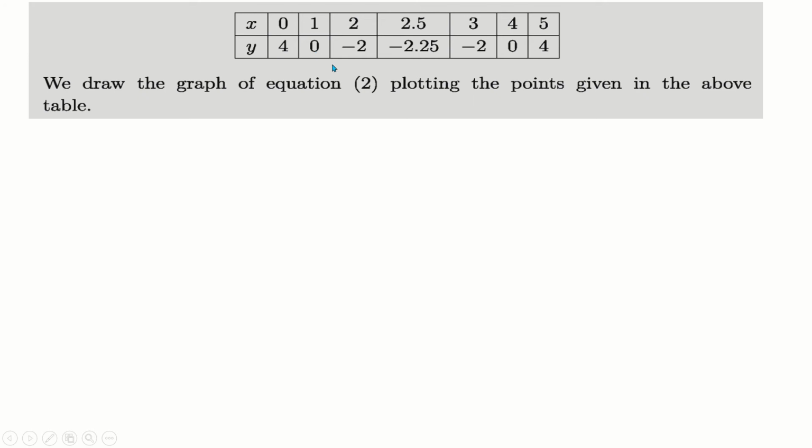And in this way, we can find the corresponding values of y. When x is equal to 2, then y is equal to minus 2. When x is equal to 2.5, then y is equal to minus 2.25. When x is equal to 3, then y is equal to minus 2. When x is equal to 4, y is equal to 0. When x is equal to 5, then y is equal to 4. Now plotting the points in the graph.